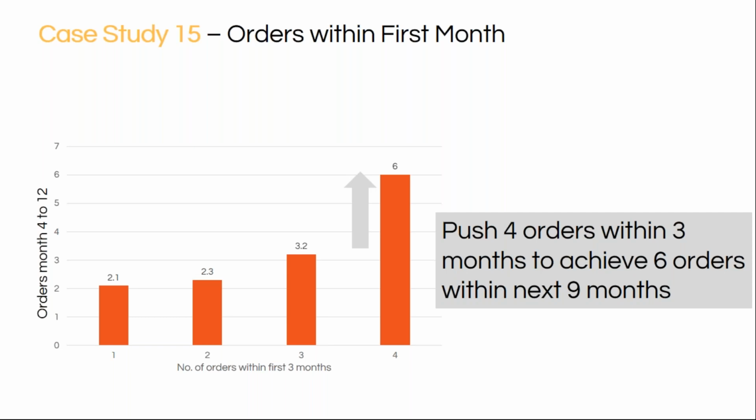So this is in terms of the customer lifetime value. Anybody who has bought 4 orders within the first 3 months will buy 6 within the next few months. So you need to put all your efforts to try and push people to buy 4 products within the first 3 months. This could be through offers, through remarketing, or any other way that you are willing to do it, but you have to push for that key insight that you have found.